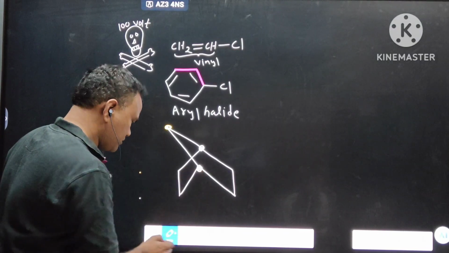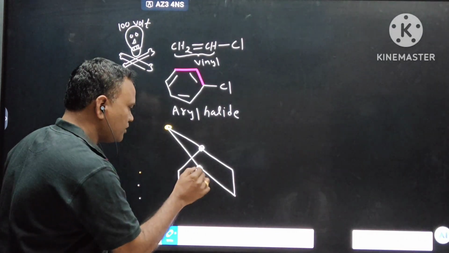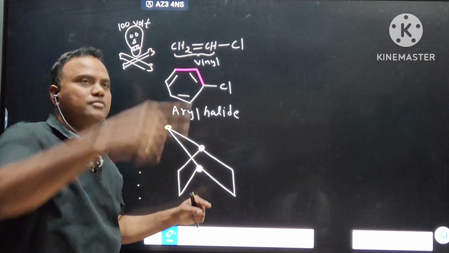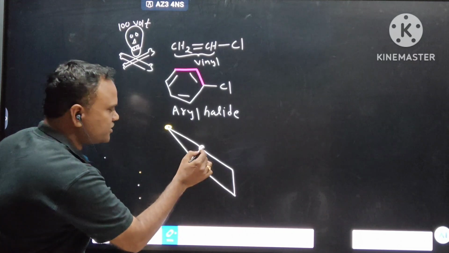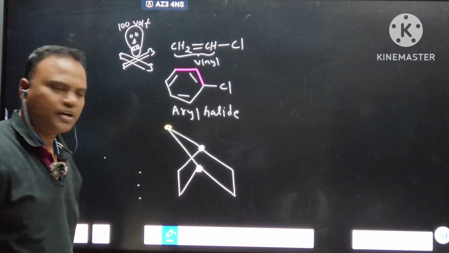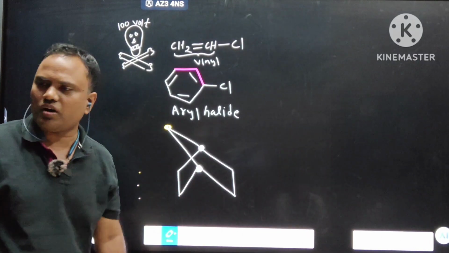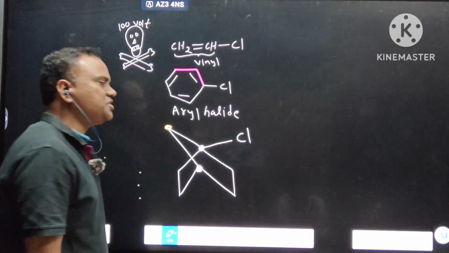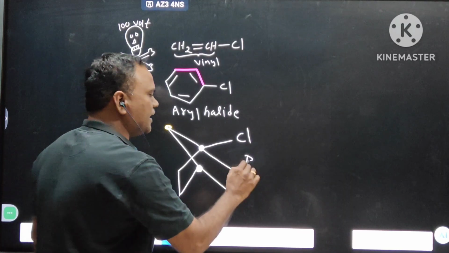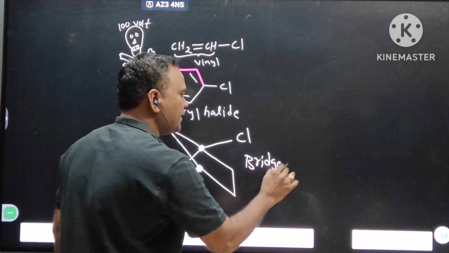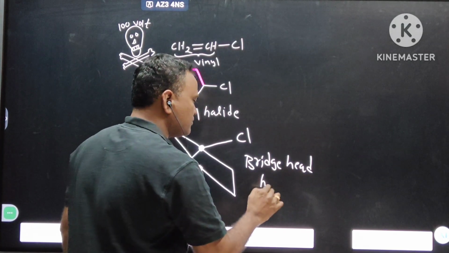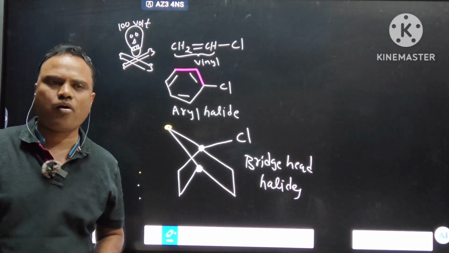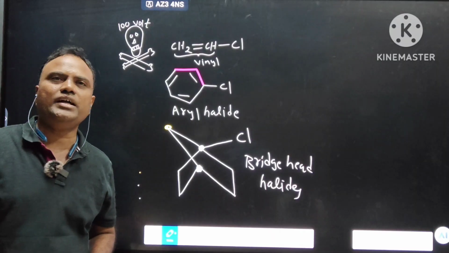These two white dots are bridge heads. It is acting like a bridge. So this is a bridge head, this is a bridge head. Bridge head carbon. Very, very important: if I attach a halogen to a bridge head carbon, that is called a bridge head halide.